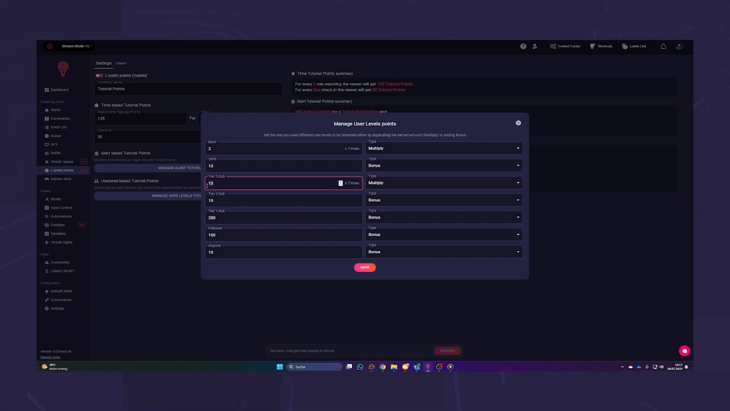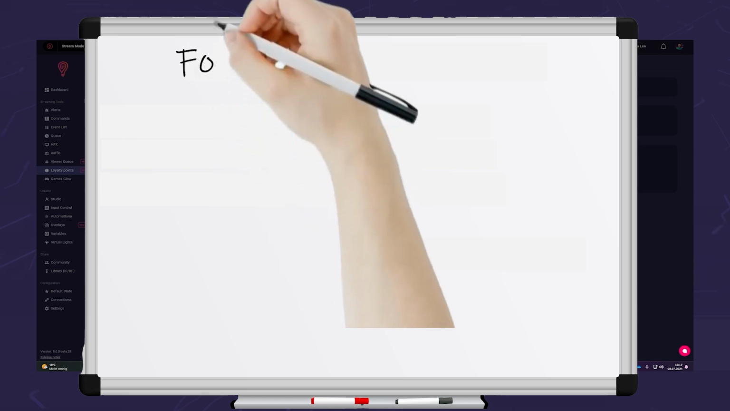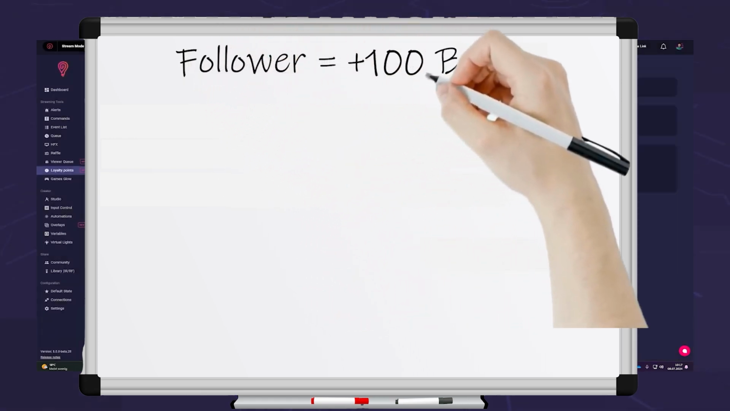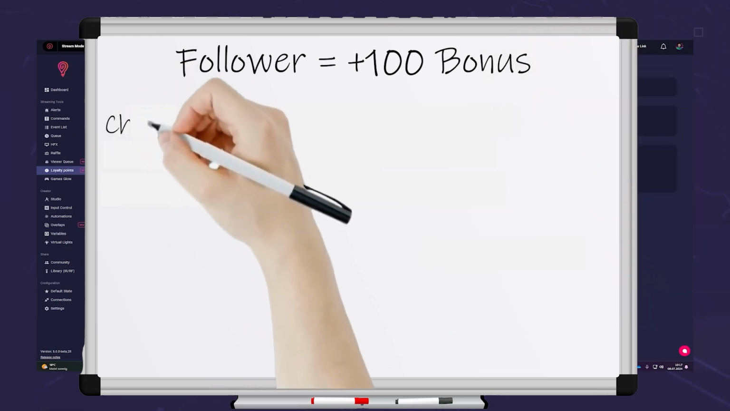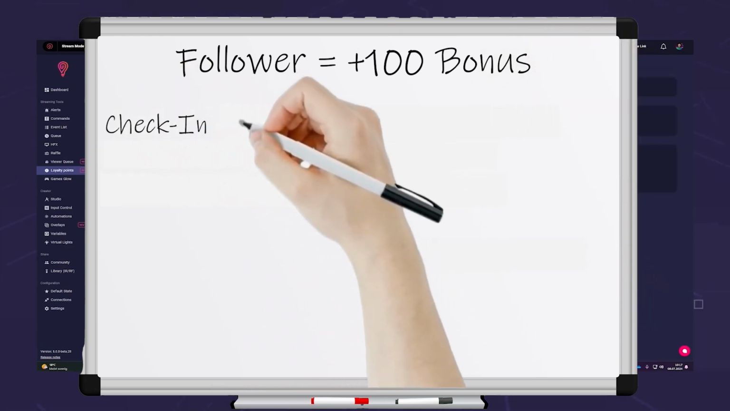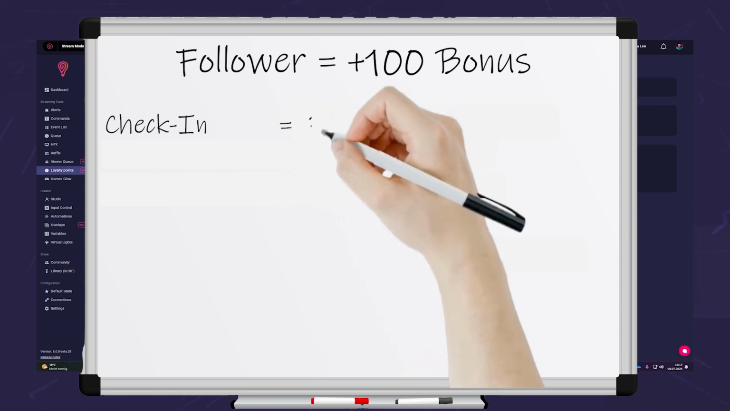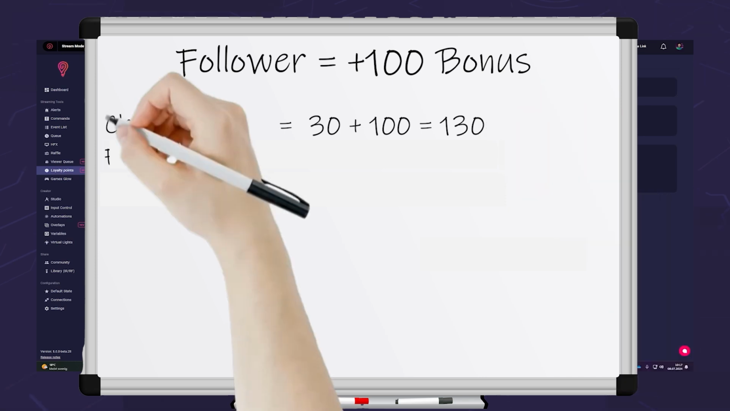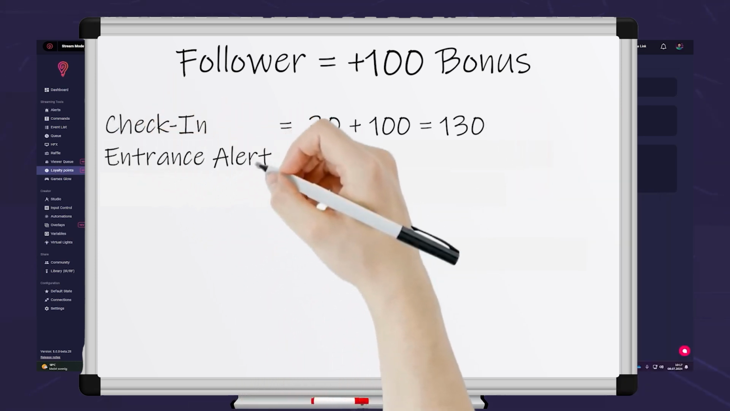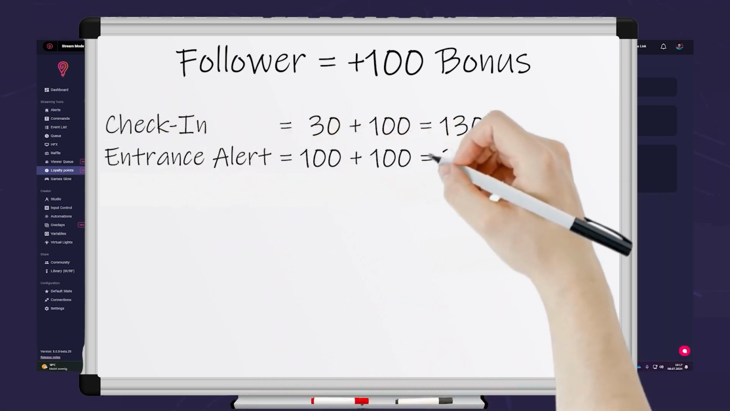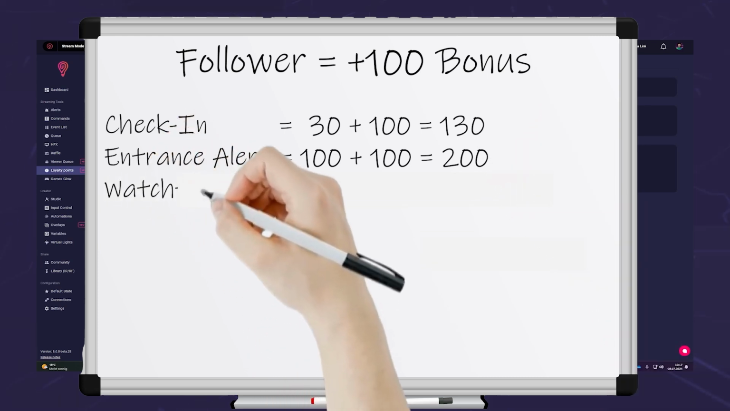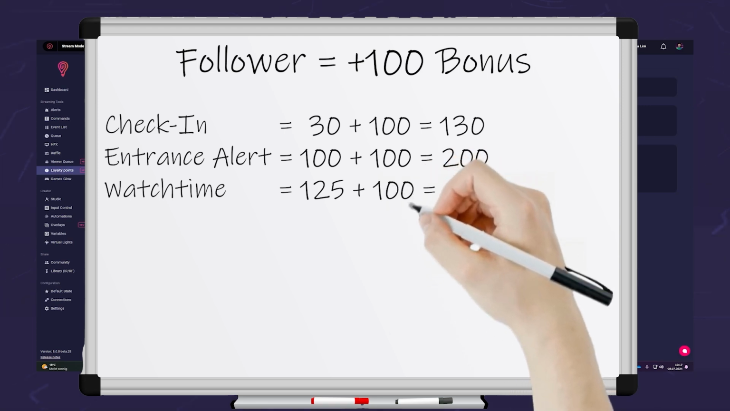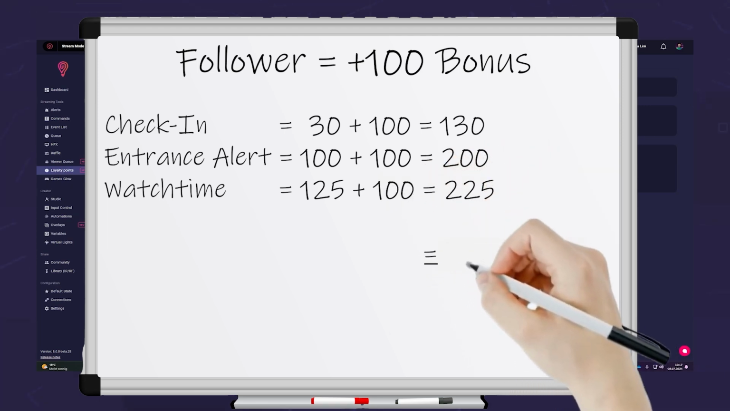To explain, bonus means extra points on top of every reward one receives. So according to our settings, the follower who sends their first message would get 30 points for check-in plus 100 points bonus. For the entrance alert, 100 points plus 100 points bonus. And after 2 minutes, 125 points watch time plus 100 points bonus. Totaling 555 points after 2 minutes.